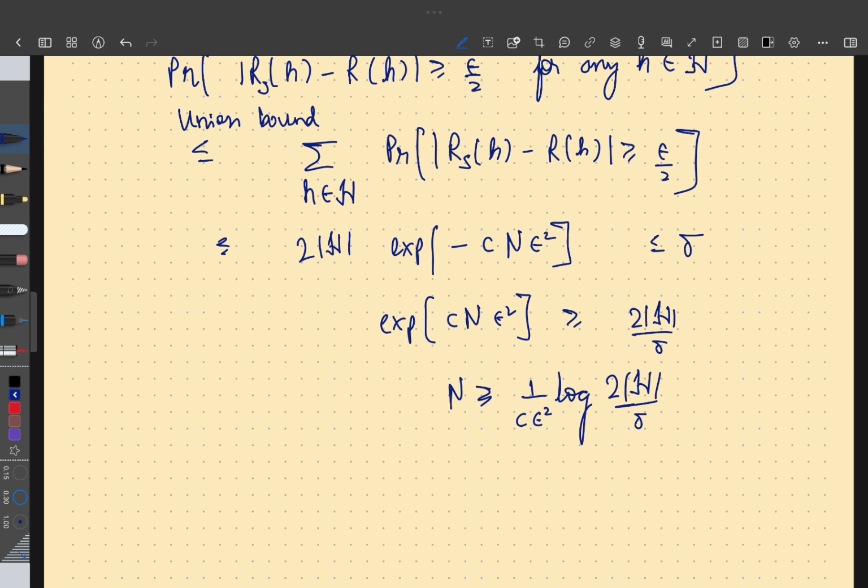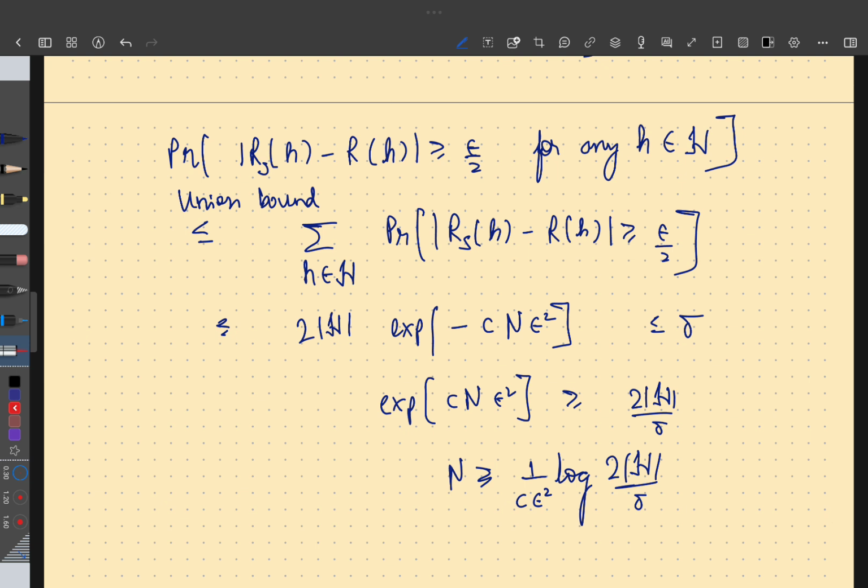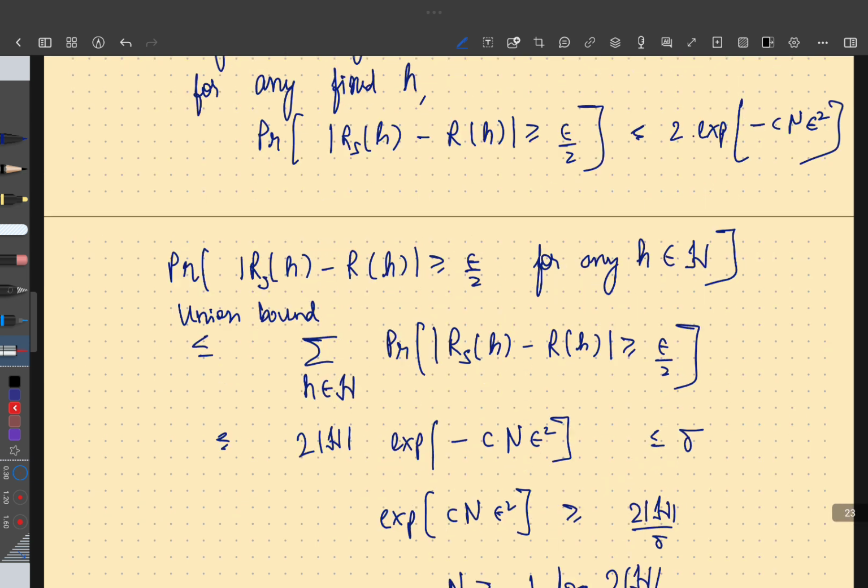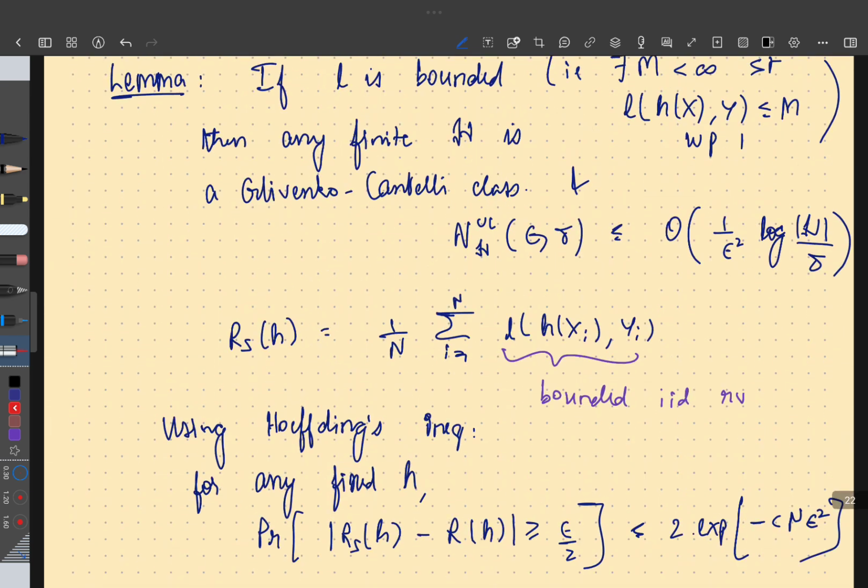Right, so as long as the number of samples is at least this quantity, with probability at least 1 minus delta, the sample is going to be epsilon by 2 representative. So this means that any finite hypothesis class is actually a Glivenko-Cantelli class, or it satisfies the uniform convergence property, and we have a reasonably good bound on the minimum number of samples required to guarantee an epsilon by 2 representative data set.